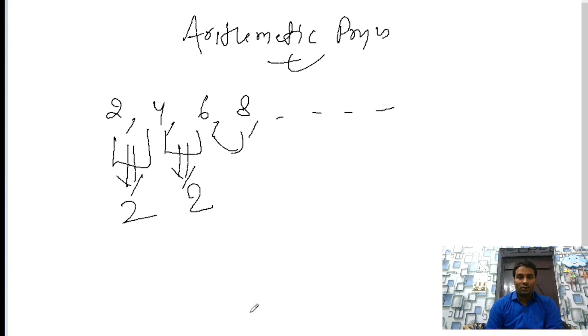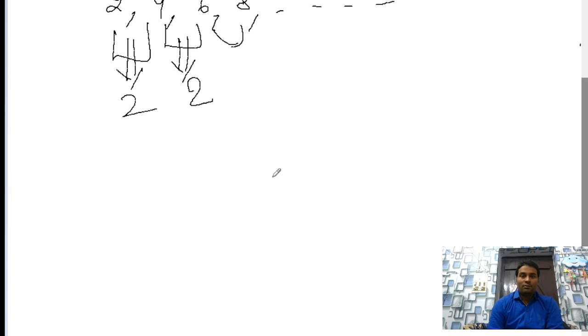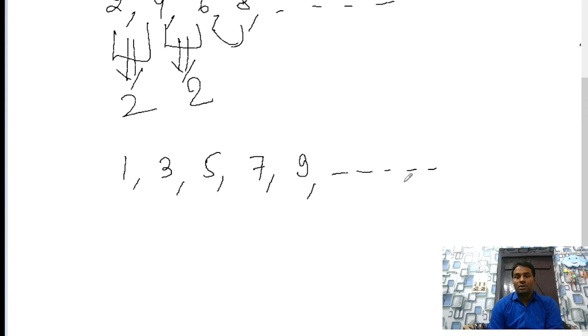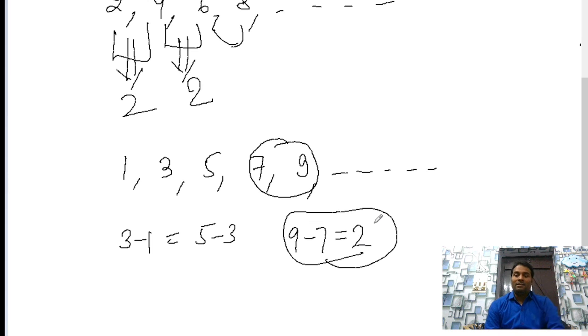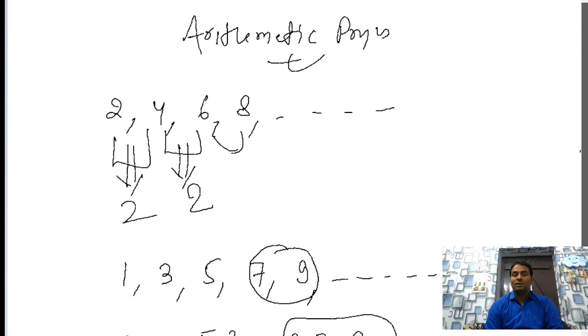So arithmetic progression is a type of progression in which the differences between consecutive terms are equal. One more example, like 1, 3, 5, 7, 9 and so on. If you see here, 3 minus 1 is equal to 5 minus 3. You can pick any two consecutive numbers, like 9 minus 7 is 2. If you pick any two consecutive numbers, the difference will be the same. So that progression is said to be an arithmetic progression.